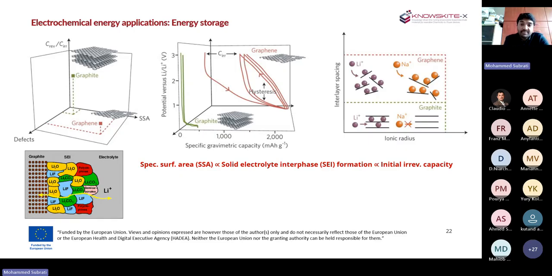But there is another problem. As you can see, the voltage hysteresis takes place in a much larger window, from 1 to 3 volts, which is 2 volts compared to the 0.4 volts of graphite. This means that graphene is a very bad choice because of this voltage hysteresis. It exhibits poor energy efficiency as an anode material for lithium-ion batteries.